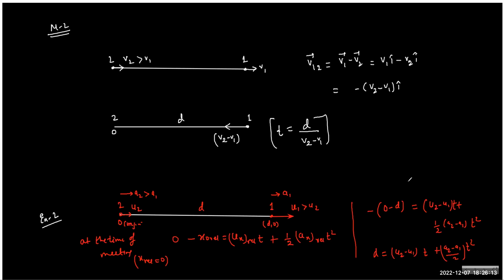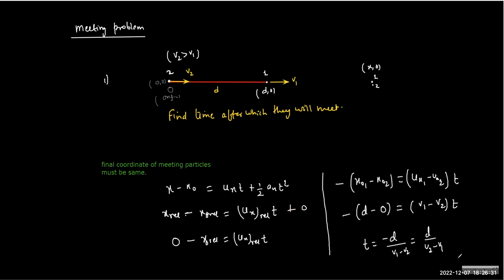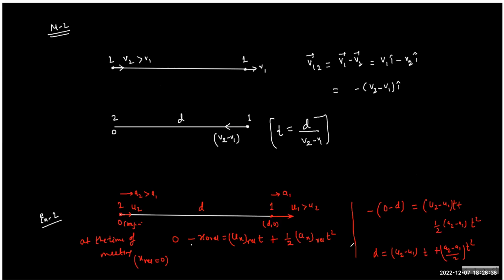Sir, I have a doubt. So in the previous page, why did you write that minus outside the bracket? This minus sign? On the right side, minus of 0 minus D. Okay, I think I understood. I'm writing in a different order, maybe. 1 minus 2 or 2 minus 1. You can add 2 minus 1 or 1 minus 2.